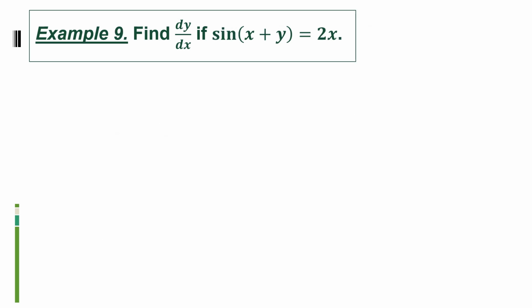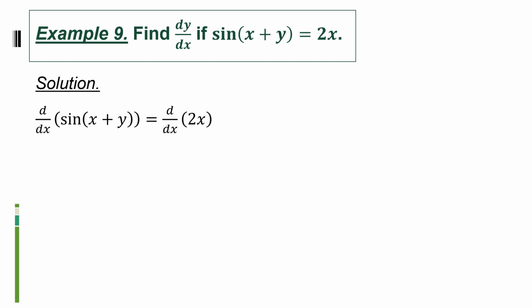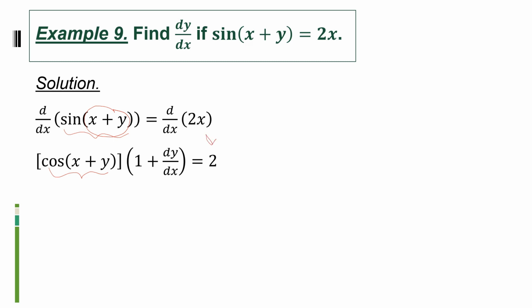Find dy over dx if sine of x plus y is equal to 2x. So differentiating both sides, we have the derivative of sine of x plus y is cosine x plus y times yung chain rule pa dito. So we have 1 plus dy over dx is equal to the derivative of 2x is 2. Then we have cosine of x plus y plus cosine of x plus y dy over dx. So, dinistribute natin yan dyan, is equal to 2.